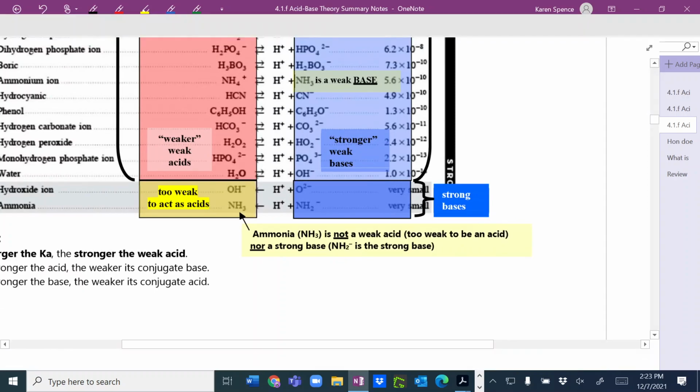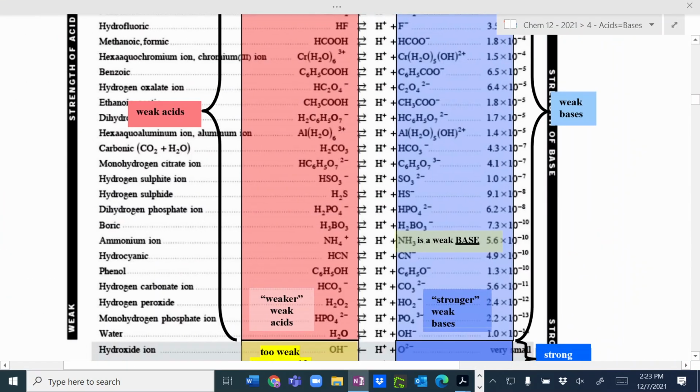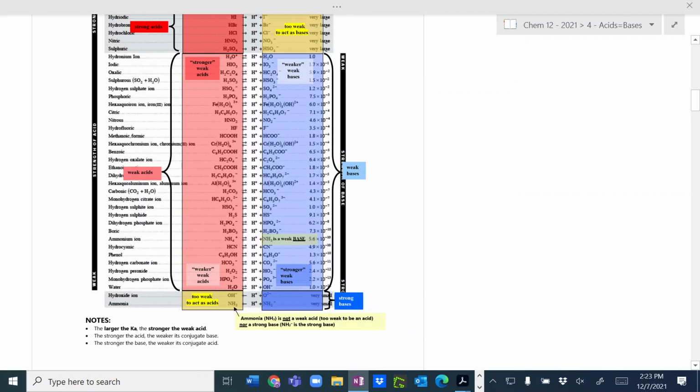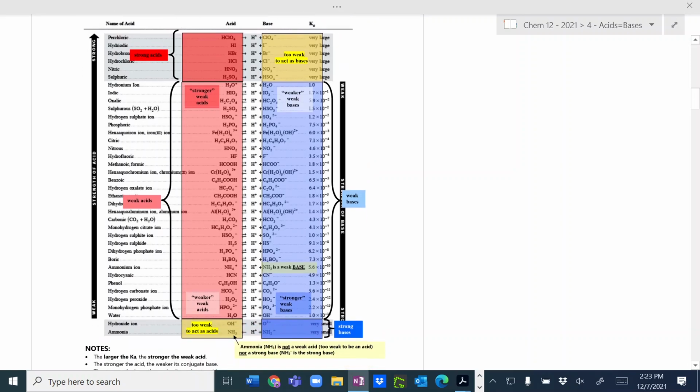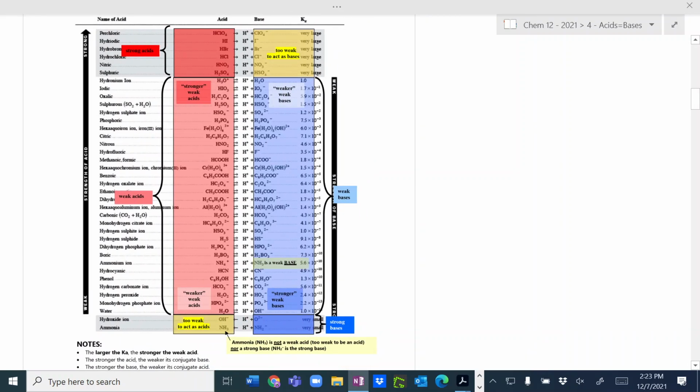Squish this down, make that bigger, there we go. I really wish there was a taller version of the projector, it would be better, but anyway. So just so you can see the whole thing at once, we have our strong acids. Down here we have our weak acids. And then down below that, you'll notice that there is a yellow section.